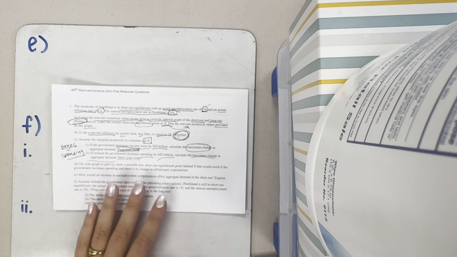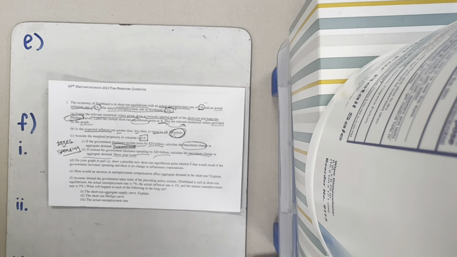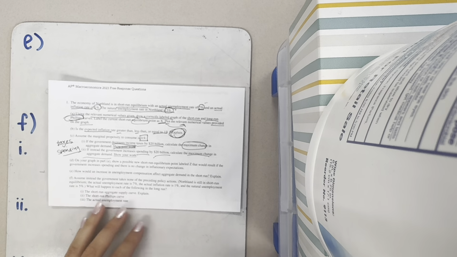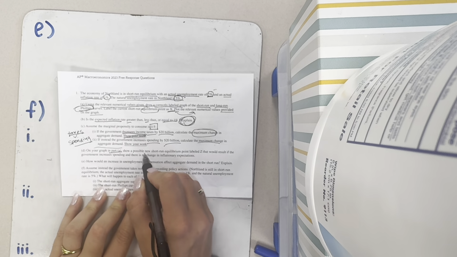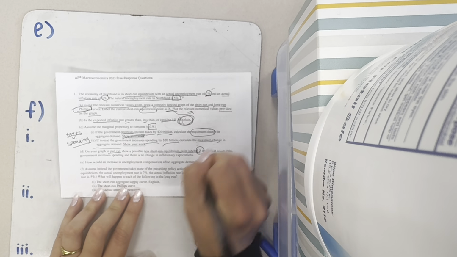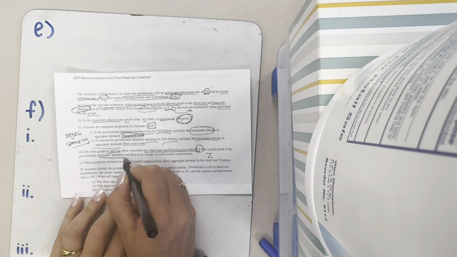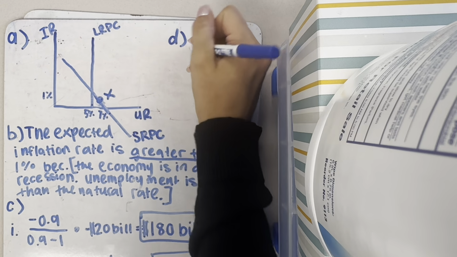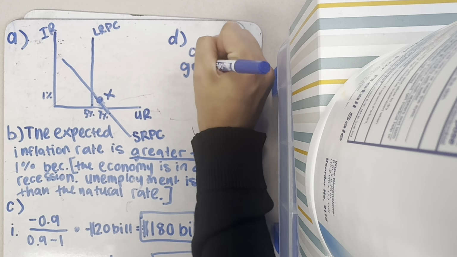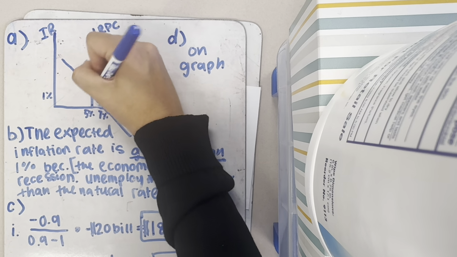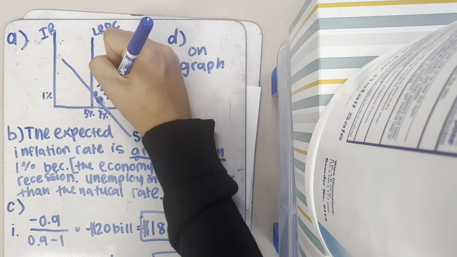On our graph in part A, we will show the possible new short-run equilibrium labeled as point Z that would result from the government increasing spending and there being no change to inflationary expectations. So on our graph, we will put Z close to the line, but not exactly on it.